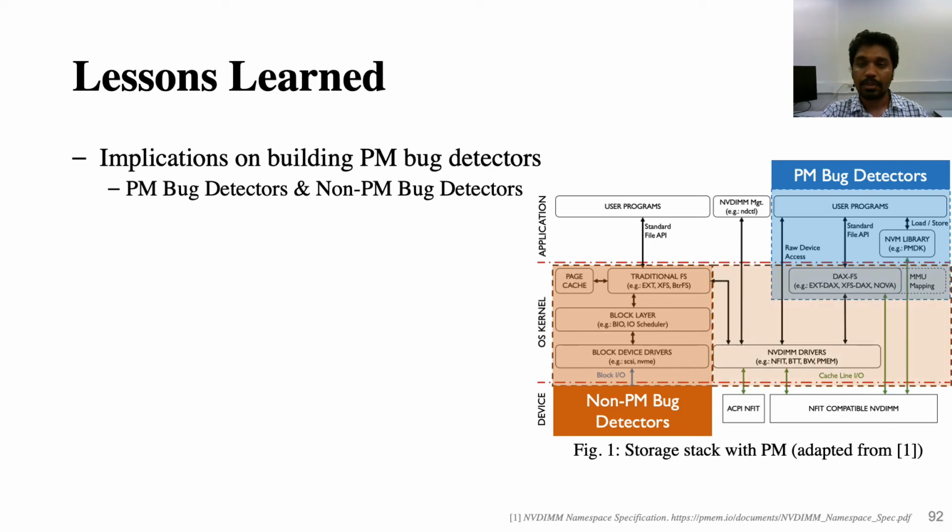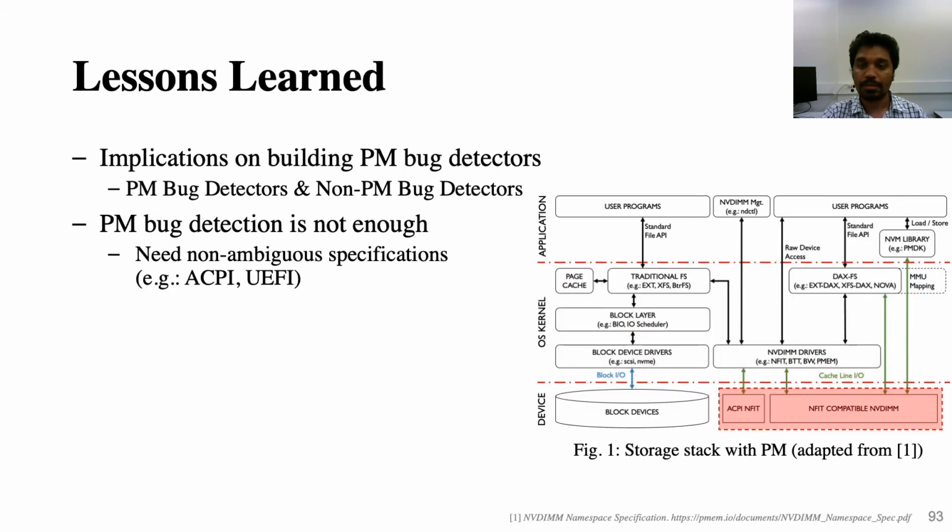On the other hand, non-PM bug detectors have the potential to cover many bugs in our dataset with additional innovation. We also find that PM bug detection is not sufficient to address this challenge. Non-ambiguous PM specifications are needed.